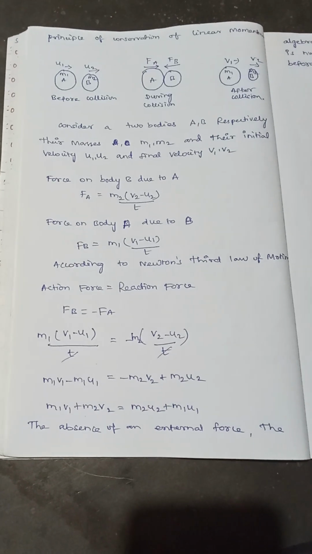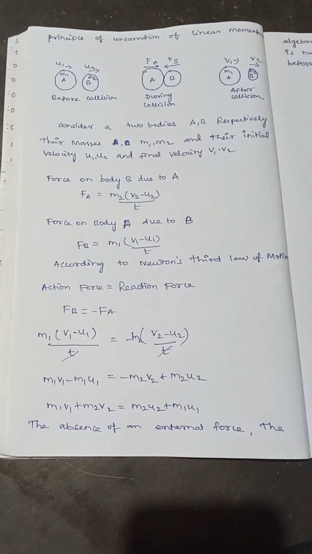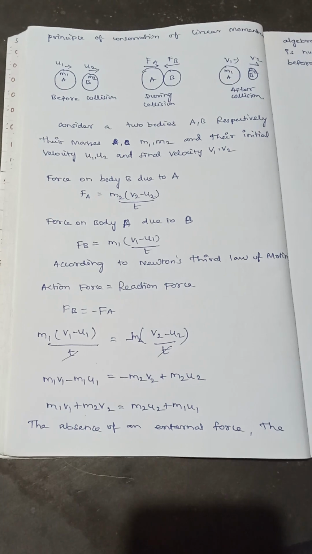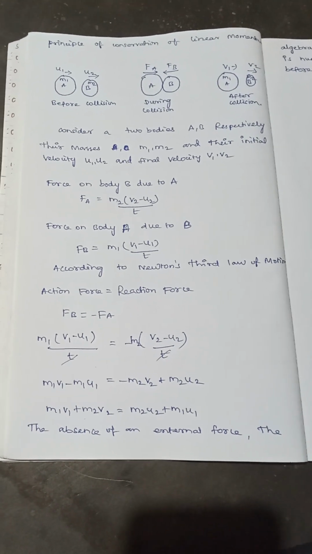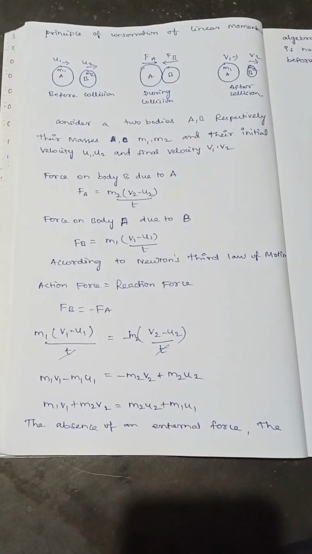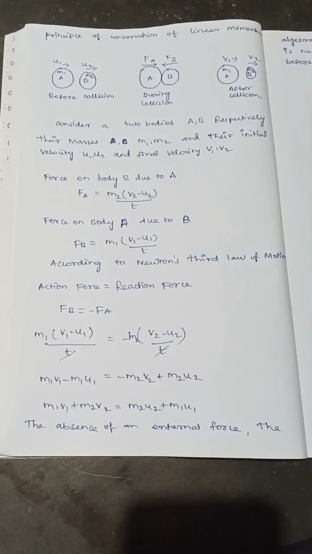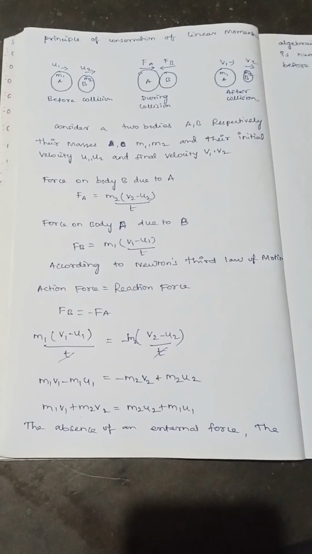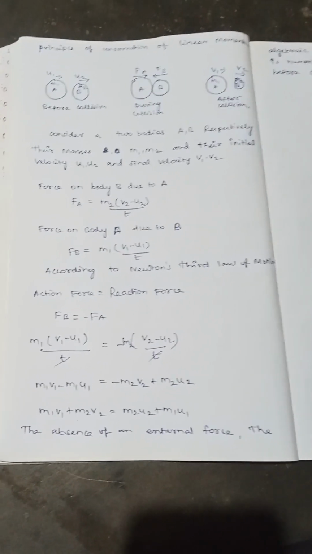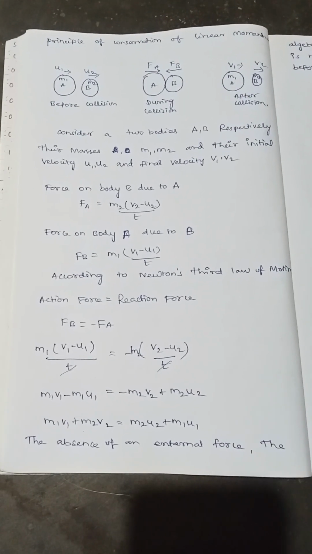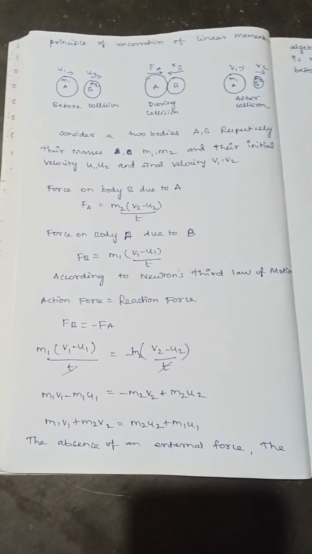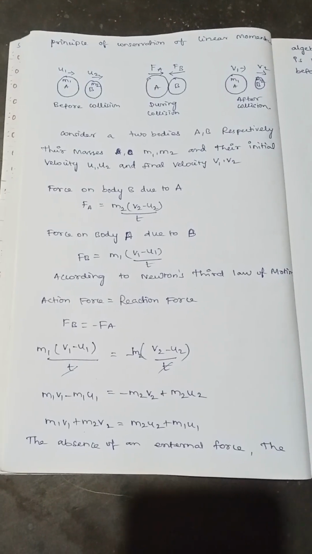Then multiply m1 inside this side, and m2 inside the other side of the equation. We get m1 v1 minus m1 u1 equals minus m2 v2 plus m2 u2. So v1 and v2 on one side and u1 and u2 on another side. Finally we got the answer: m1 v1 plus m2 v2 equals m2 u2 plus m1 u1.